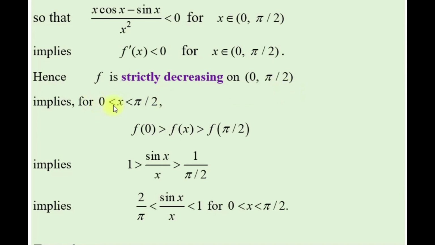This implies that when 0 less than x less than pi by 2, f of 0 greater than f of x greater than f of pi by 2, because f is strictly decreasing. So 0 less than x less than pi by 2 gives these inequalities. By the definition of f, f of 0 is 1, f of x is sin x by x, and f of pi by 2 is sin pi by 2 by pi by 2. What is that? 1 by pi by 2. So this gives this inequality.